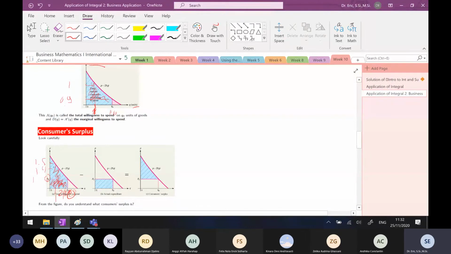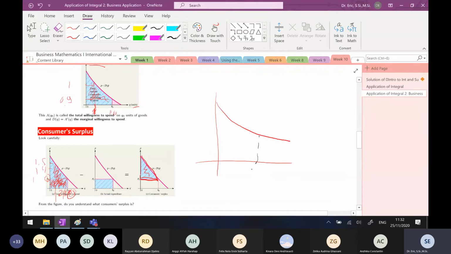But your total willingness to spend is this one. Jadi kamu sebenarnya bersedia membayar segini banyak. Tapi kamu hanya bayar yang kotak ini. Jadi yang ini kita sebut, this is what we usually call consumer surplus. This area. Consumer surplus. Jadi how do I find this?